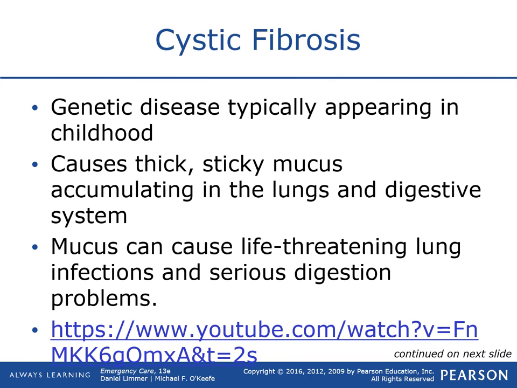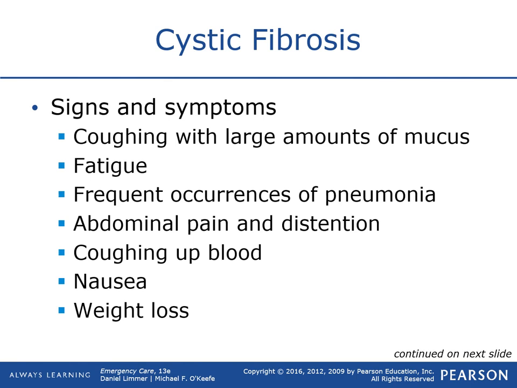So some signs and symptoms we look at when someone's having a crisis involving cystic fibrosis. You're going to see coughing with a large amount of mucus coming up. You're probably going to see fatigue because your body is overworked in trying to get this mucus out of you. They are going to develop pneumonia quite a bit. That's because their mucus is getting stuck in there, and it's going to trap the bacteria, and bacteria doesn't get out as easily, so it's going to develop into pneumonia.